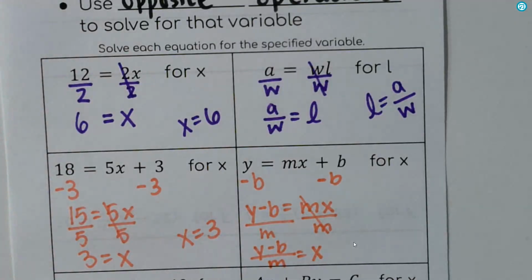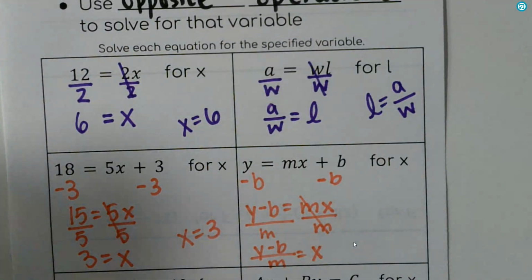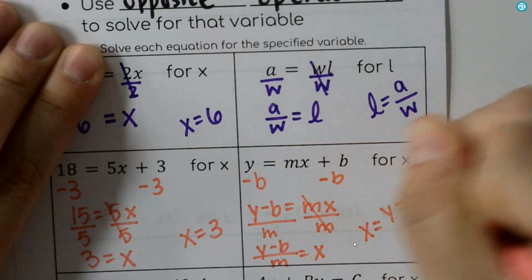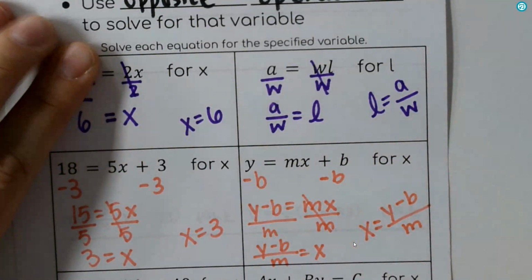If you want to skip writing that and just skip straight to having it flipped, because we are going to need to flip it around, x equals y minus b over m.